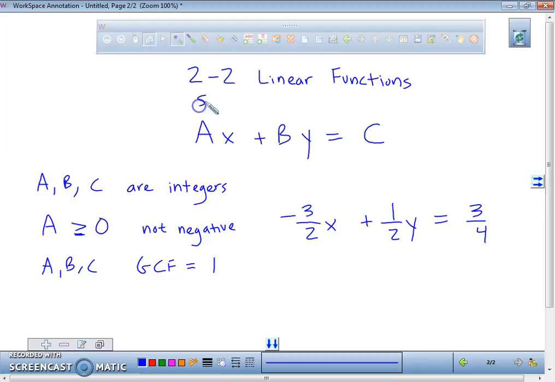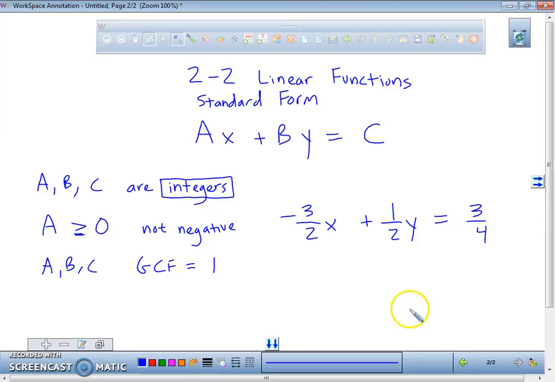Today we're going to look at standard form. By the way, this right here is called standard form. And A, B, and C need to be integers. Now, integers are not decimals. They can be negative or positive numbers, just not decimals or fractions.